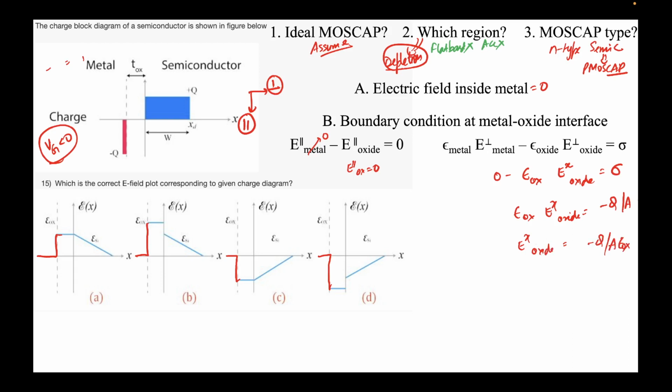You can see it's negative, but that depends on the nomenclature. So let's try to figure out. If it's a negative charge, electric field should be towards it, correct? So electric field should be in the negative direction in oxide. So electric field line should travel something like this.